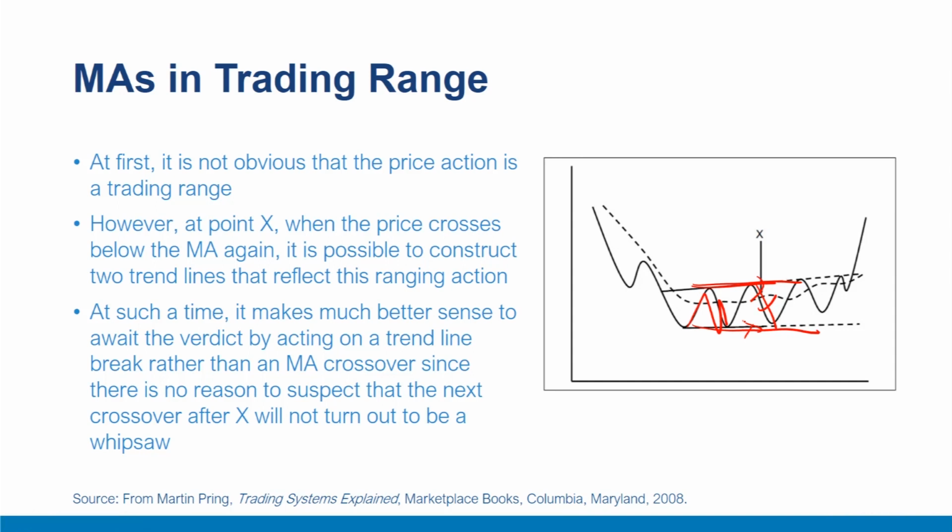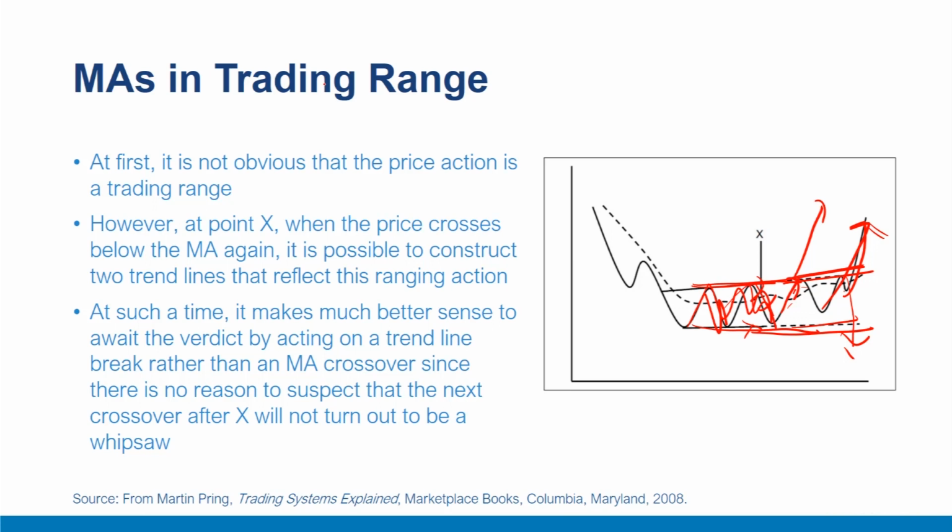At such a time, it makes much better sense to weight the verdict by acting on a trend line break rather than an MA crossover. For example, at this stage, it would be better to wait for this kind of trend line break, either on the upside or downside. This is so because there is no particular reason to believe that the next move, like this crossing up, would be a sharp move, and it will not be a whipsaw as was the case earlier. So we do not have any reason to believe that the next move is going to be different than these whipsaws. So we prepare these kind of trend lines, and only when the price crosses these trend lines do we consider it a solid signal.